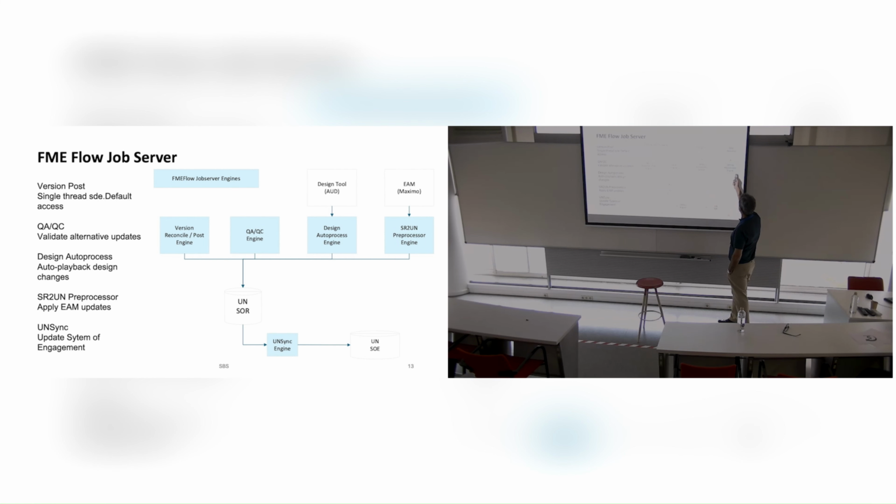Design processing engine, service request to UN, this is like a preprocessor for another system, and then finally this UN sync engine, which is basically our system of record, system of engagement. That's done by FME, but it's done by scheduling a job with the engine, with the FME Flow server, which then picks up and schedules those requests so it can sequence them when necessary.